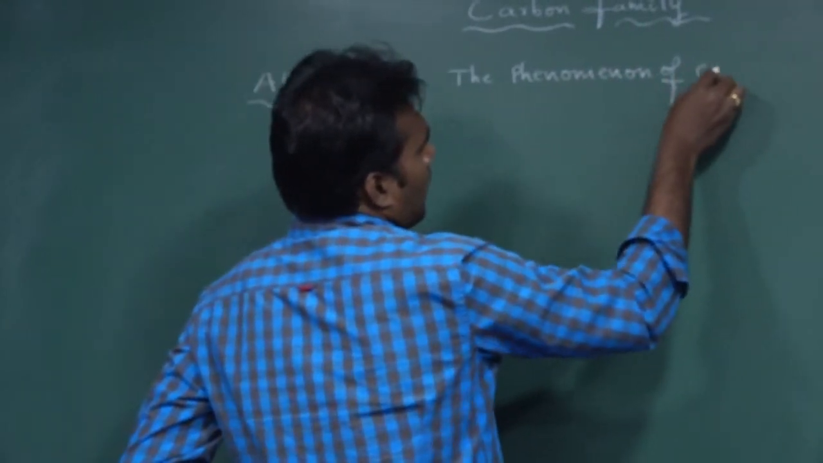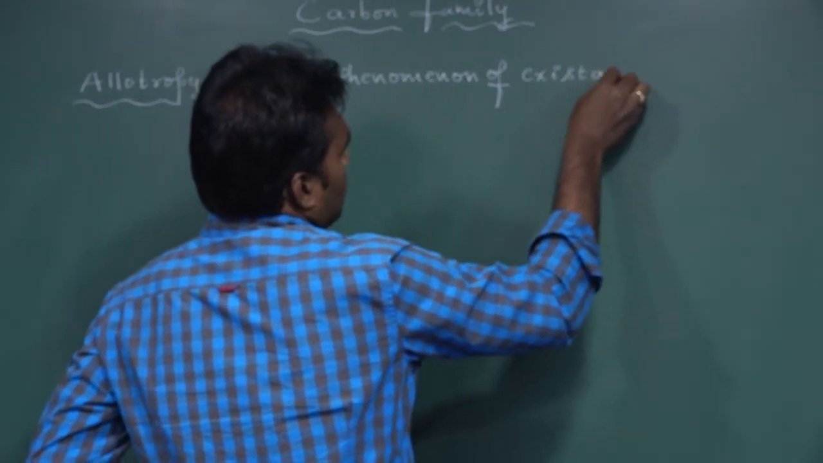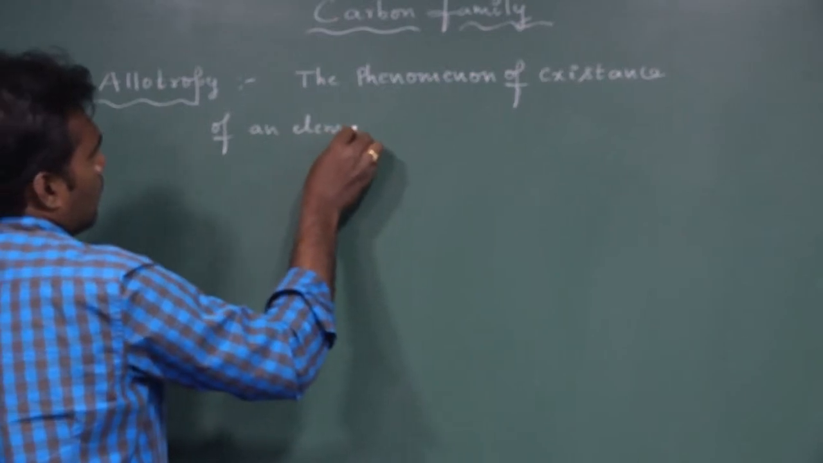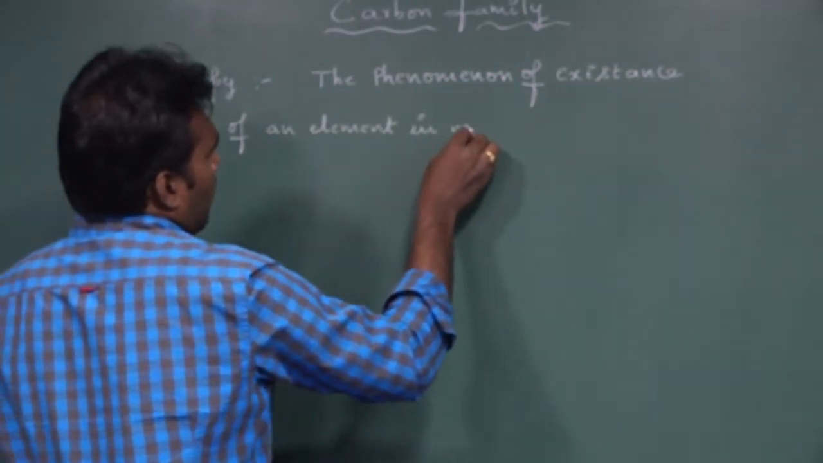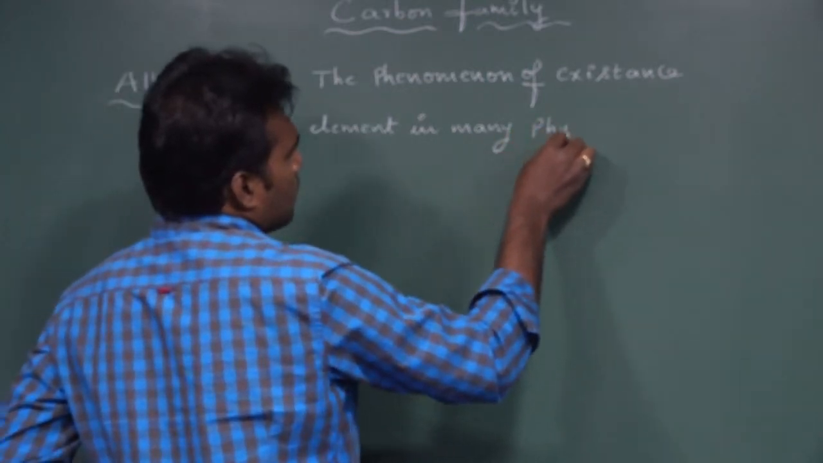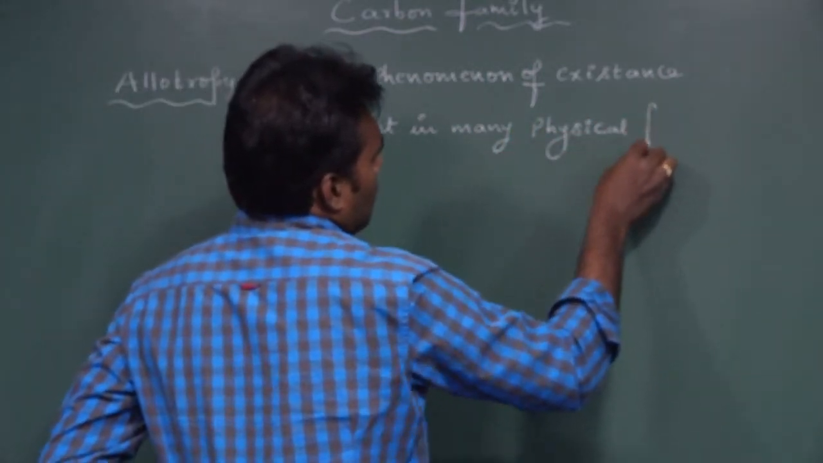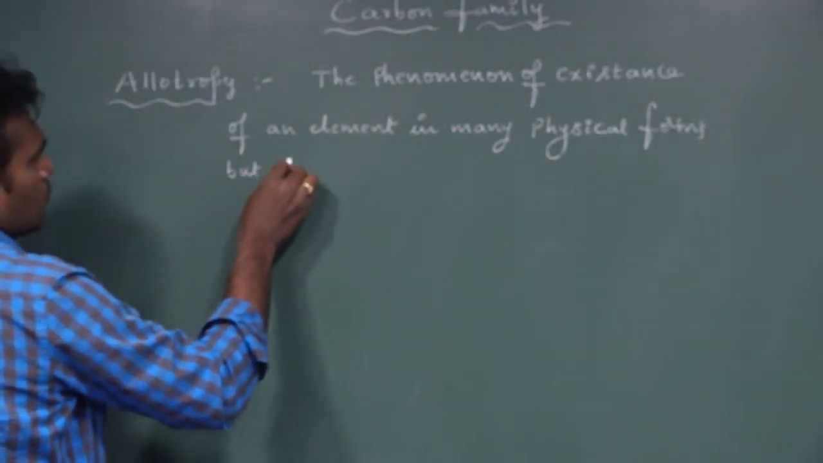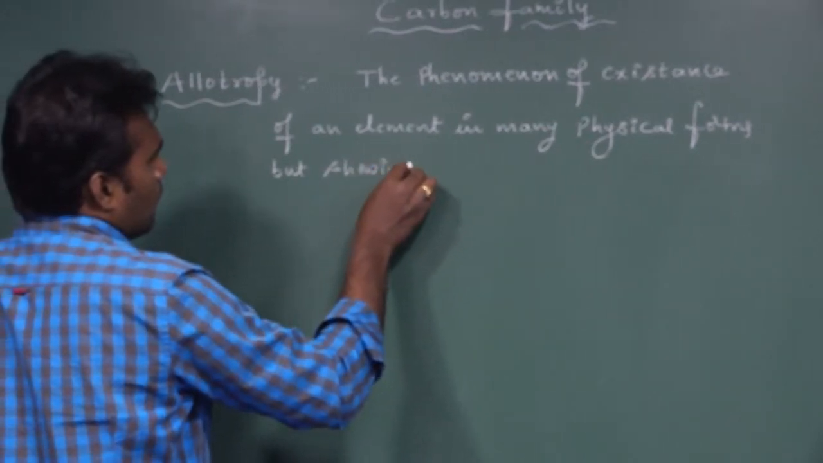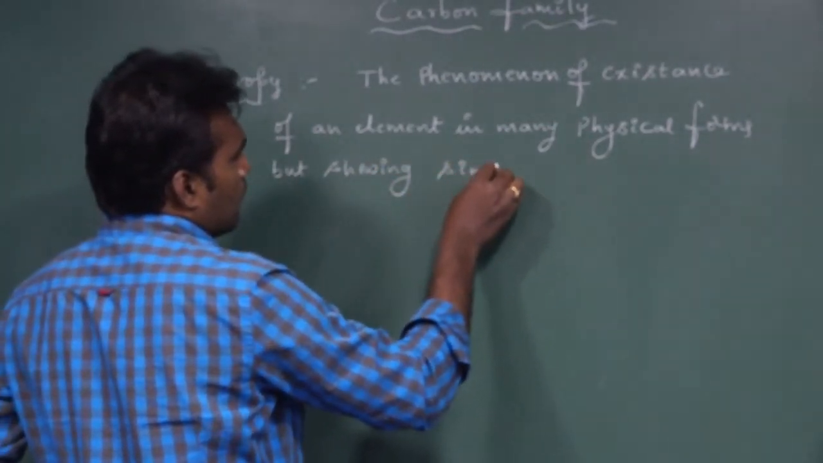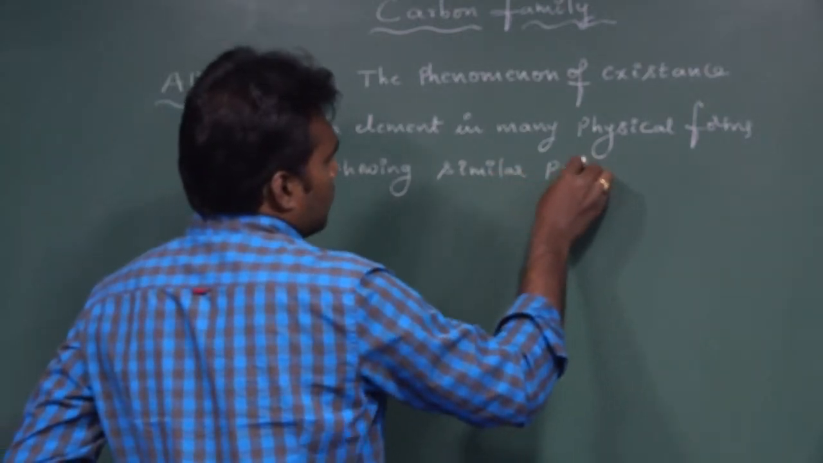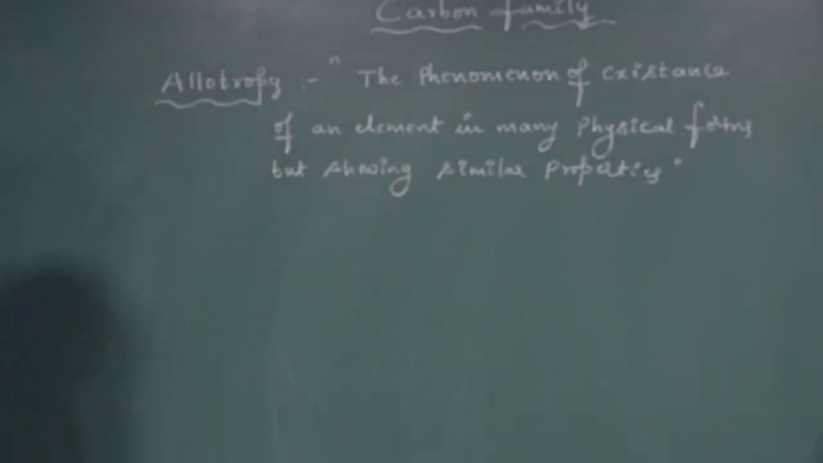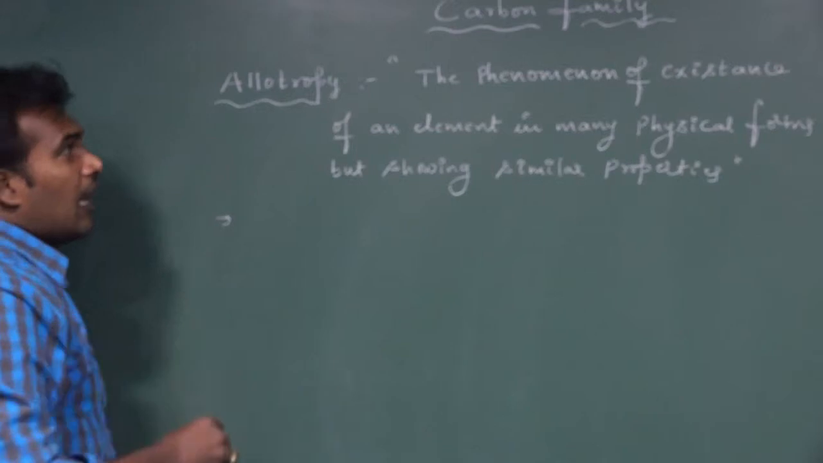of existence of an element in many physical forms, but showing similar properties, and that phenomenon we call allotropy. So in this carbon family, carbon has this ability.